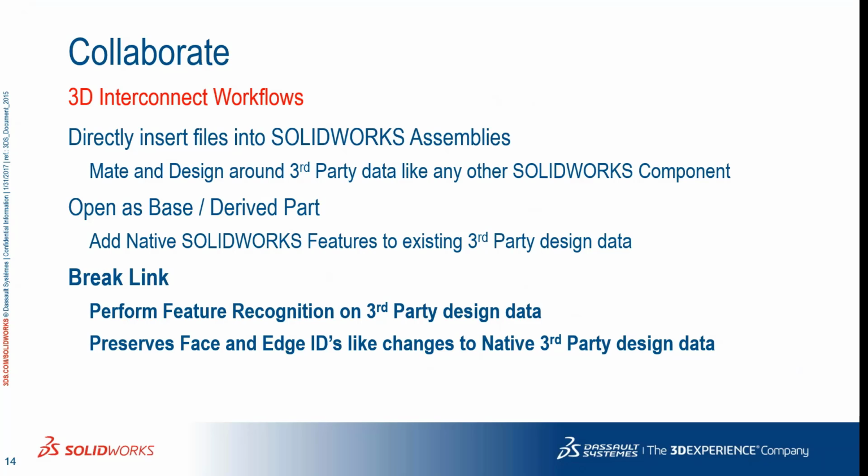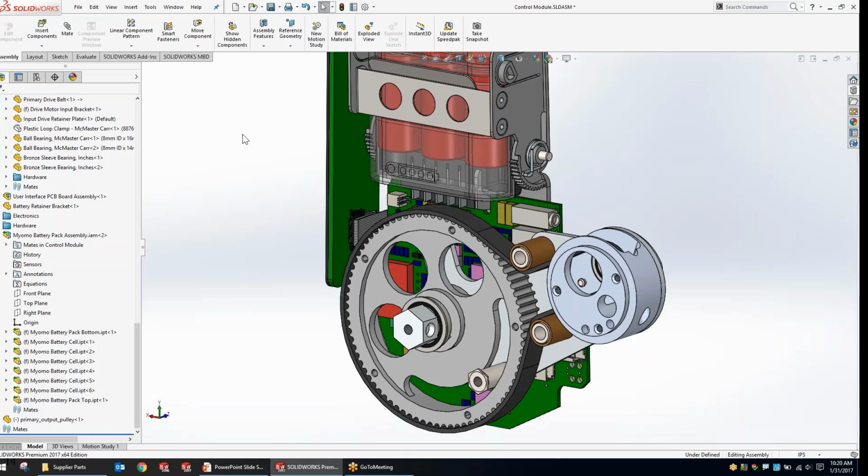And then the last workflow we want to take a look at working with 3D Interconnect is creating a part, maybe bringing in an assembly and breaking the link to that assembly from the original part. This would be, for instance, if we wanted to maybe replace a part that was originally designed in a third-party solution. If we wanted to replace that with a part that we were going to manufacture, that we were going to source out separately and replace it into the assembly. So we'll look at using feature recognition on that type of part, as well as how those face and edge IDs come in as we break the link.